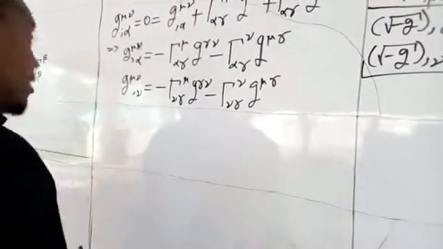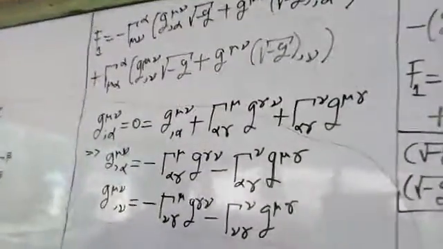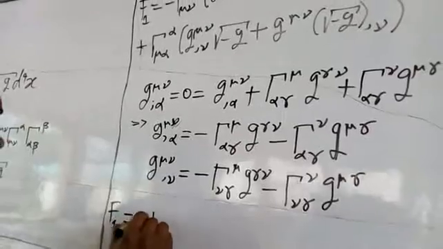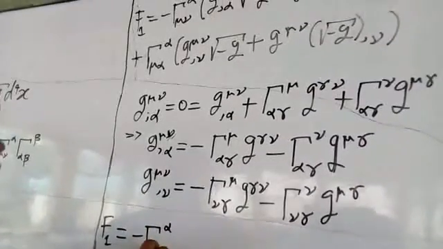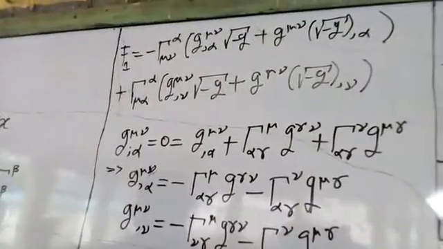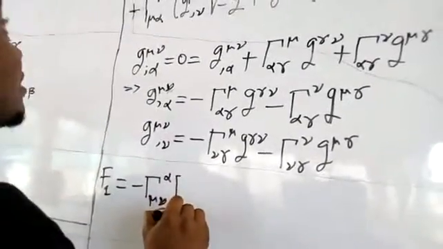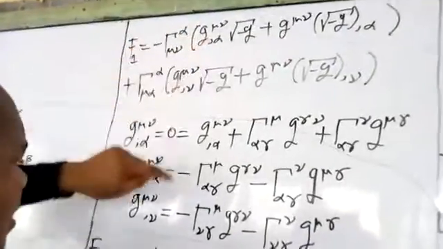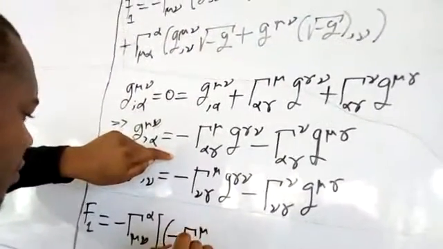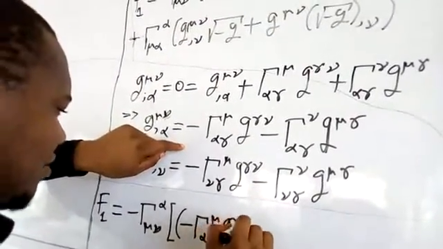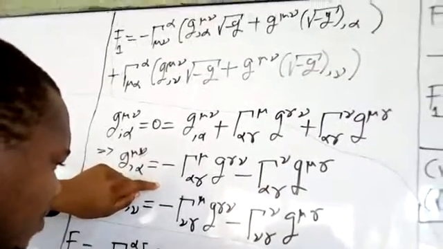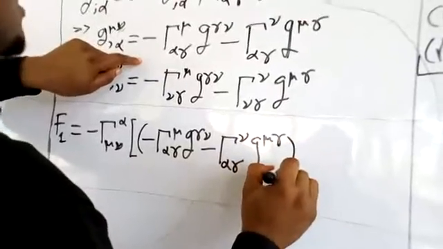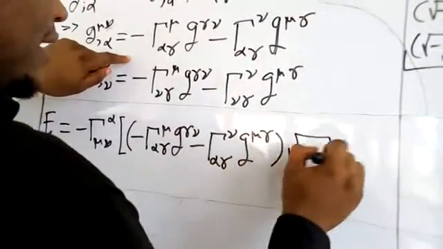Now, at this point in time, I'm going to be substituting. So F1 becomes minus gamma alpha mu nu. Then in the bracket, I think I may want to use a block bracket here, so that in that bracket, I open up this one. In place of that, I have minus gamma mu alpha gamma g gamma nu minus that nu alpha gamma g mu gamma. I close the bracket, multiply that with minus g.